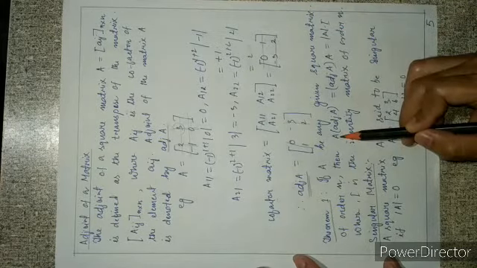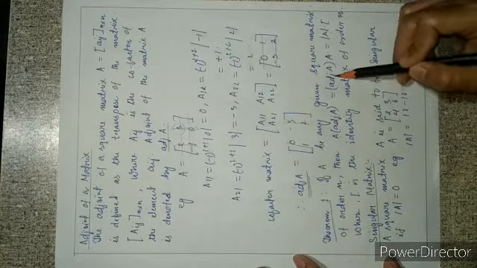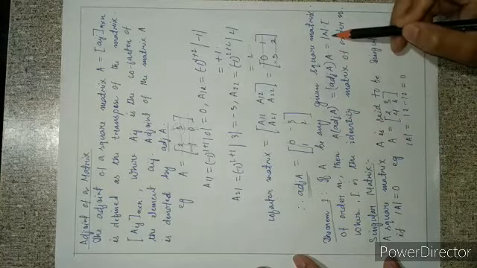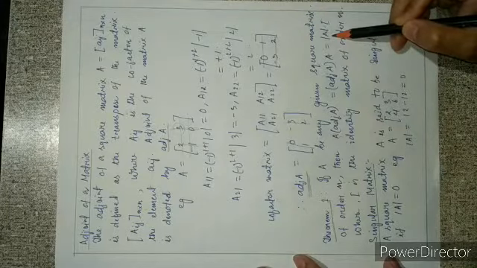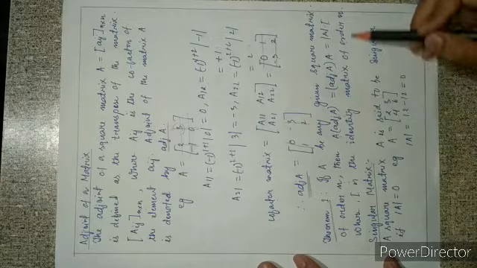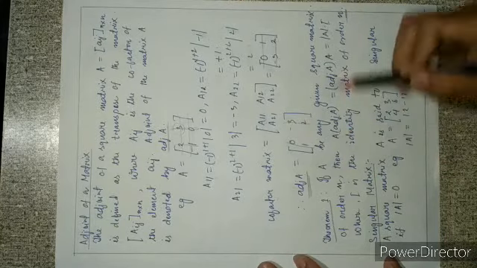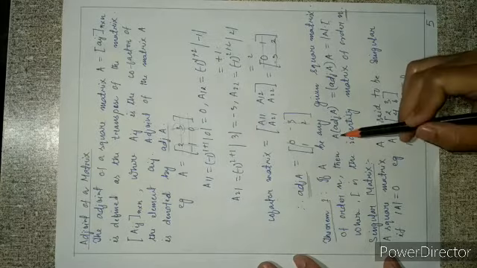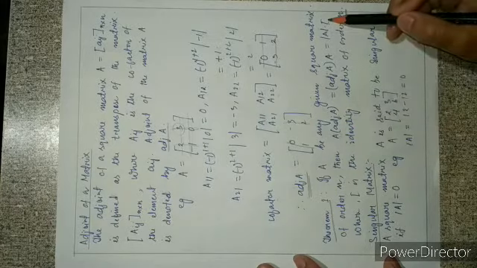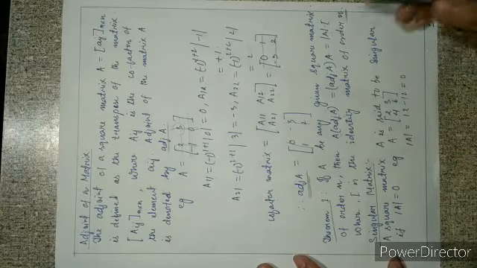For any square matrix A, A multiplied by adjoint A, or adjoint A multiplied by A, gives the determinant of A into the identity matrix, where I is the identity matrix of order n. If A is a square matrix of order 1, I is of order 1. If A is of order 2, I is of order 2. If A is of order 3, I is of order 3.